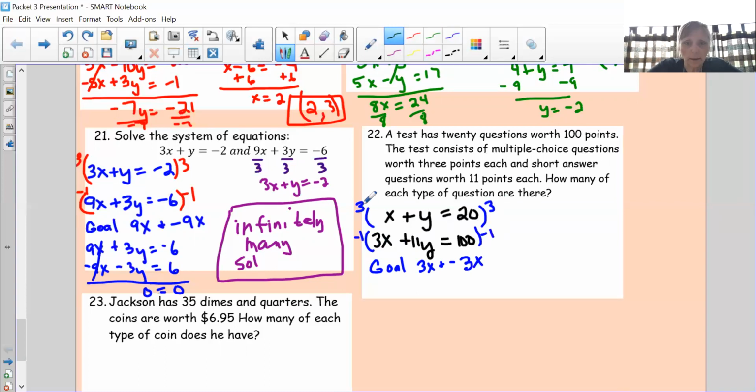So let's distribute. 3 times x is 3x. 3 times y is 3y. And 20 times 3 is 60. Okay, and all these just change signs. So I need negative 3x. I need minus 11y. And I need minus 100.